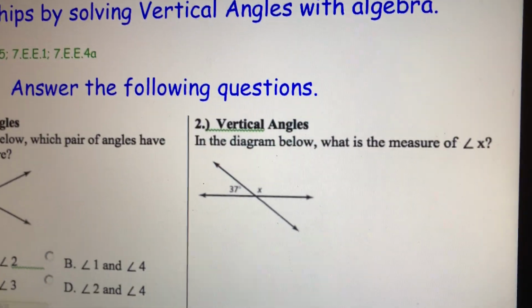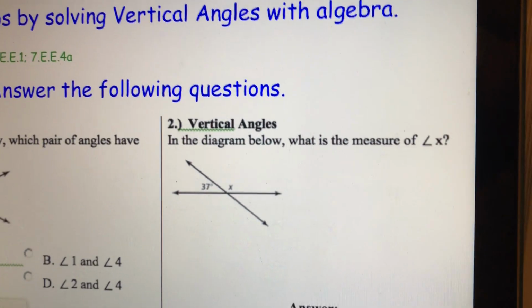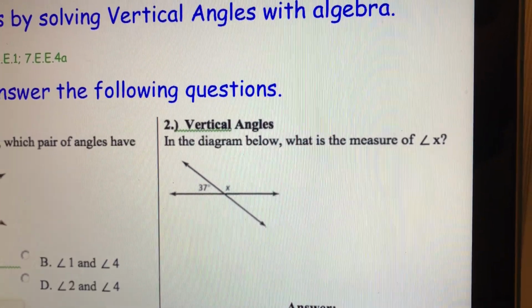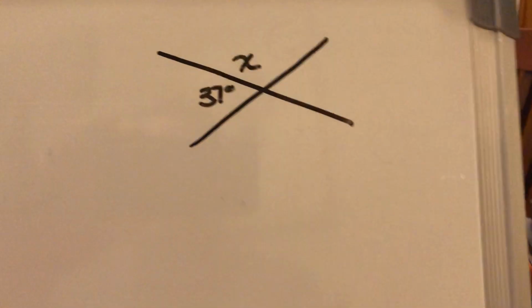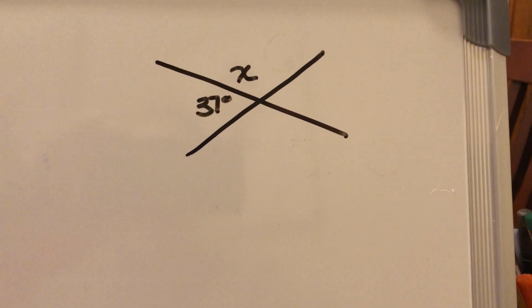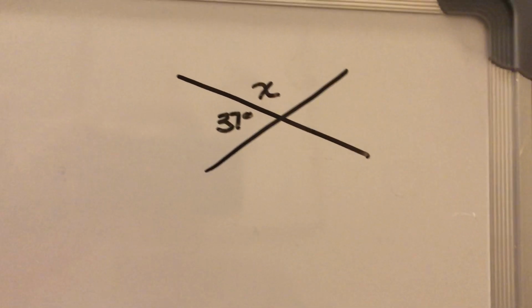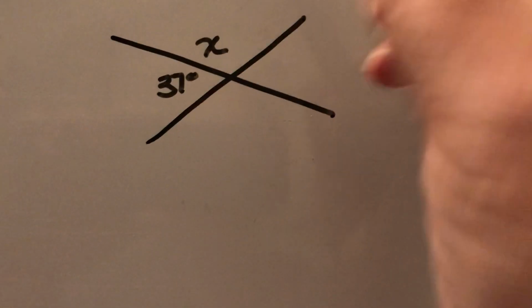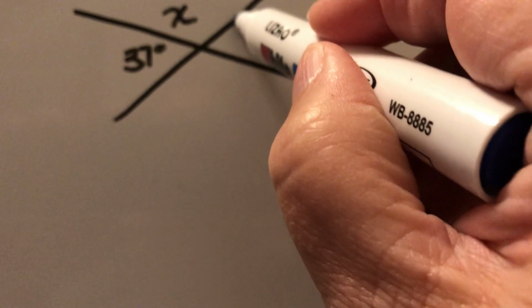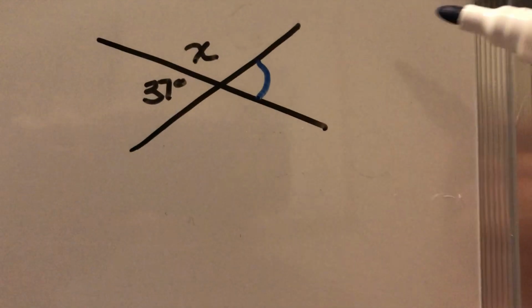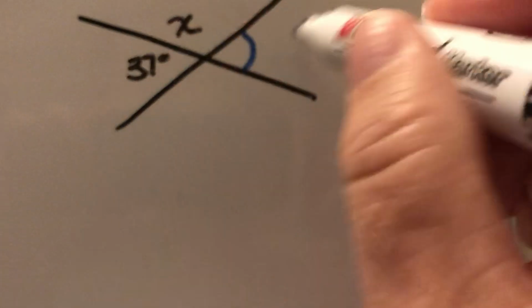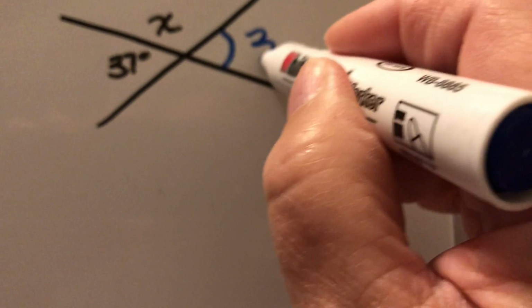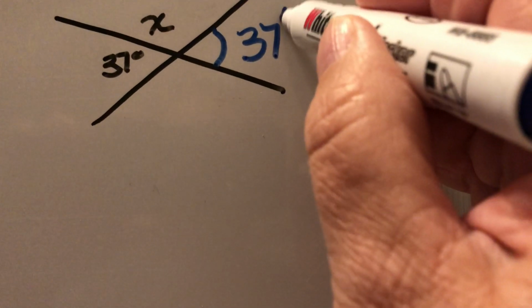Okay, so this is in the diagram below. What is the measure of angle X? So here I have it over here. I'm looking at angle X, and the vertical angle to it doesn't have anything there. But I do have 37 degrees, and if I look at the vertical angle of the 37 degrees, well, I know they're congruent, so this is 37 degrees.